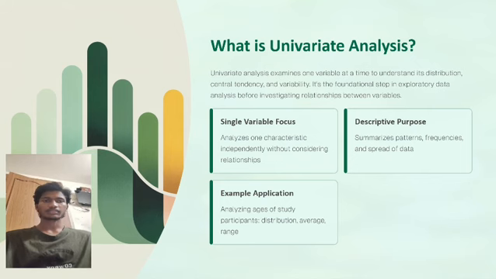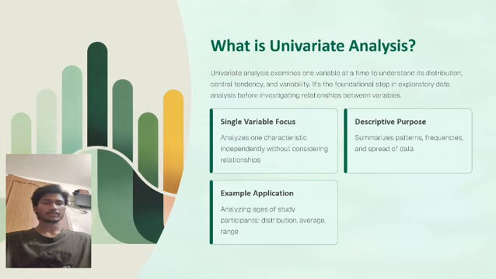What is univariate analysis? Univariate analysis examines one variable at a time to understand its distribution, central tendency, and variability. It is fundamentally a step in exploratory data analysis before investigating relationships between variables. Single variable focus: analyze one characteristic independently without considering relationships. Descriptive purpose: summarize patterns, frequency, and spread of data. Example application: analyze the age of student participants, distribution, average, and range.